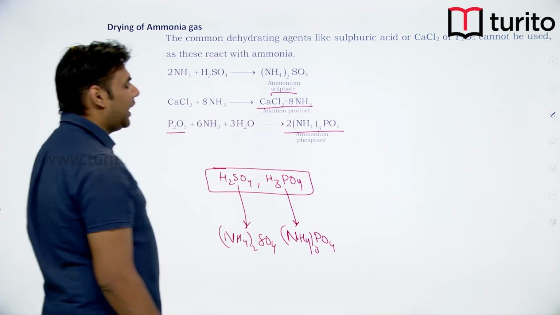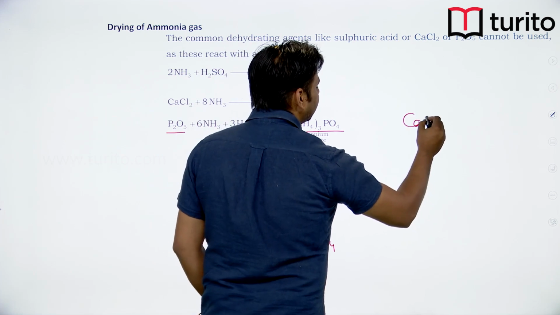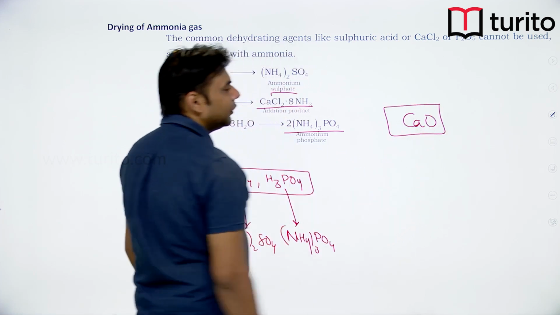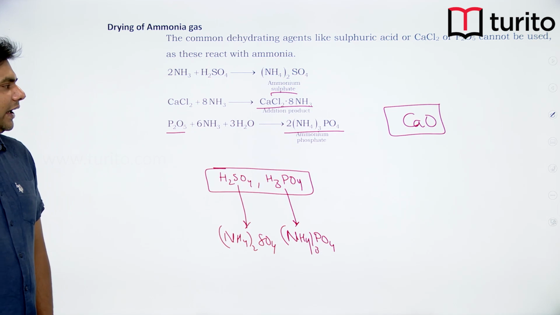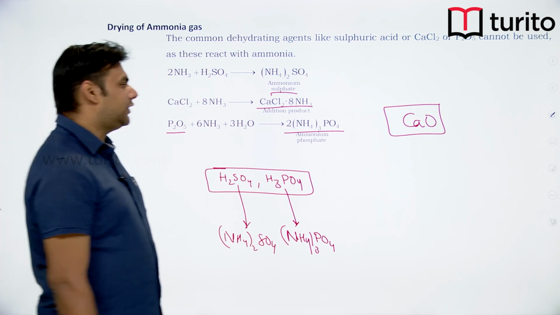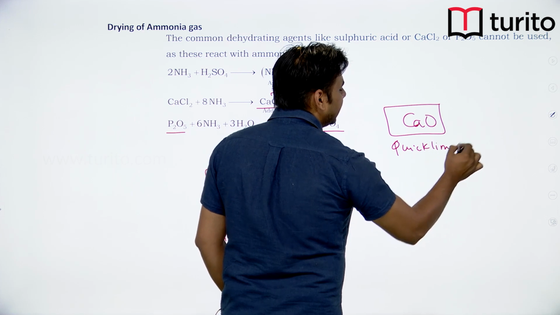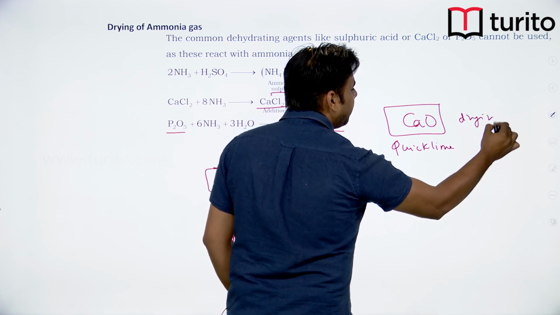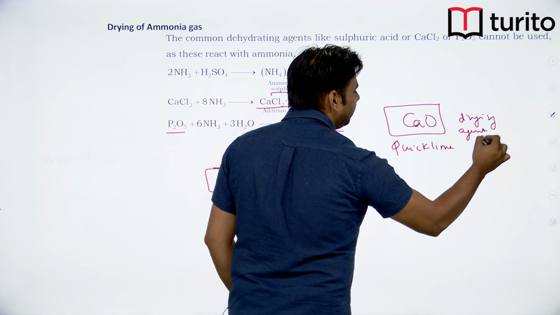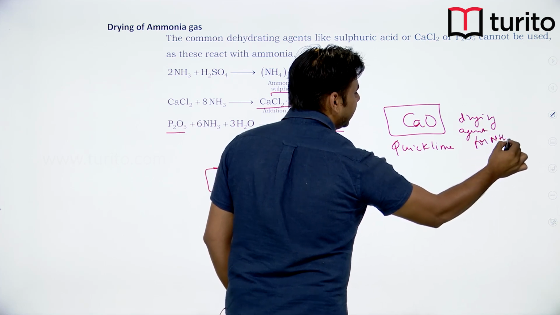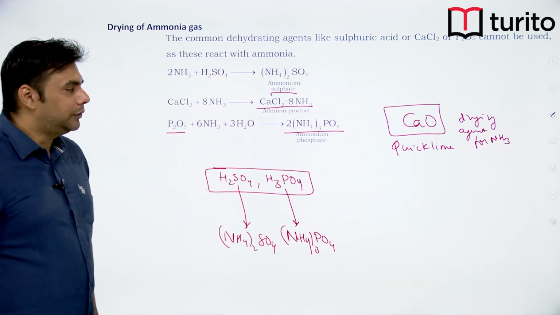So to dry ammonia we take calcium oxide, also called quicklime. Quicklime is used as a drying agent for ammonia. Hope this is clear to you.